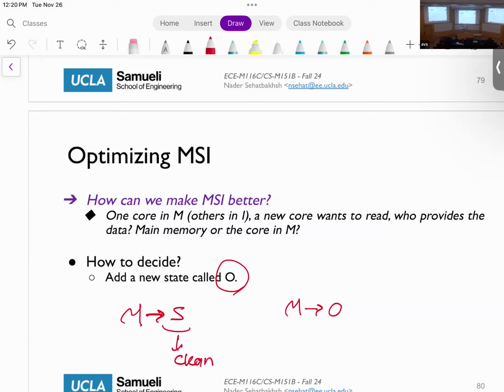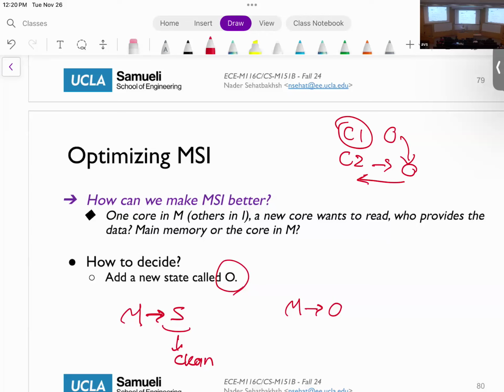How do we do this? Essentially, again, this is a broadcasting mechanism. Let's say core 1 is owner, and core 2 wants to read it, okay? So core 2 will broadcast that address on the bus. Core 1 will see it, and it's basically going to intervene in this process. Instead of core 2 going to the memory, C1 is going to provide the data, and then C2 is going to read that data. Okay?